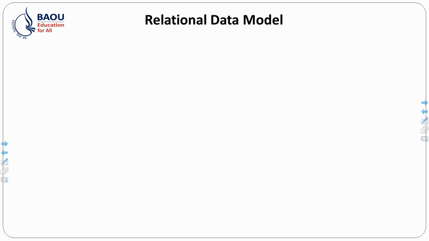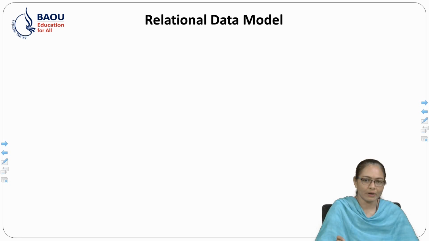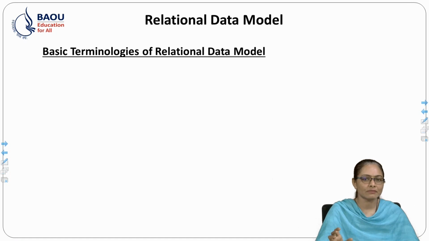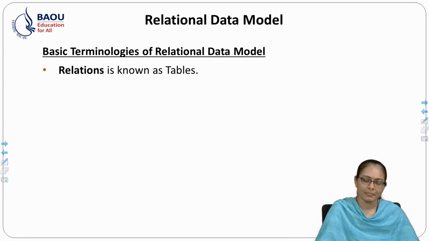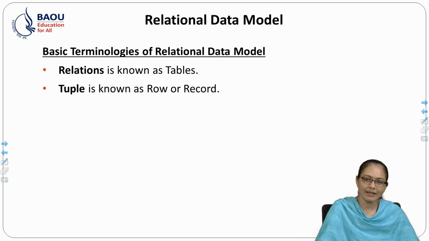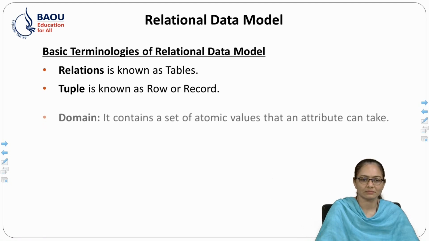Now first of all, we know the relational database model, and we should know the basic terminologies of the relational data model. First, what is a relation? A relation we know as a table. A table is also called a relation. And in a relation, a tuple is used. So what is a tuple? A tuple is known as a record or row.